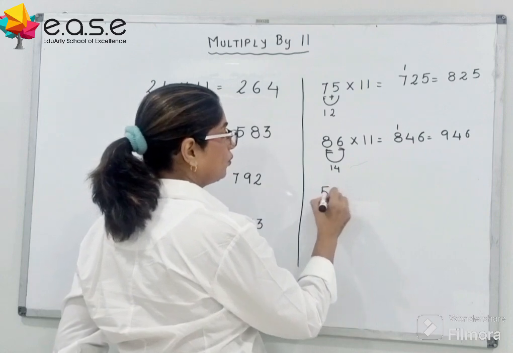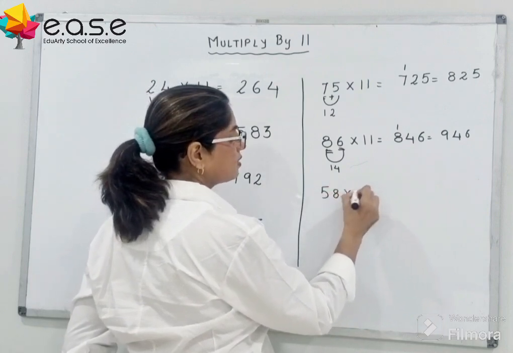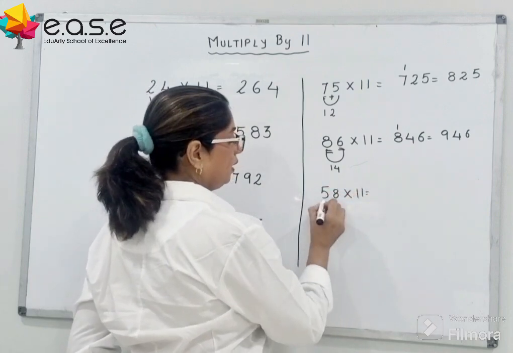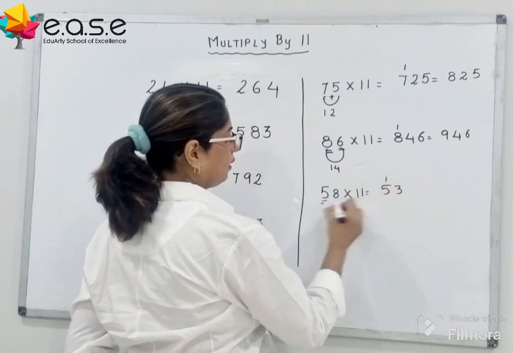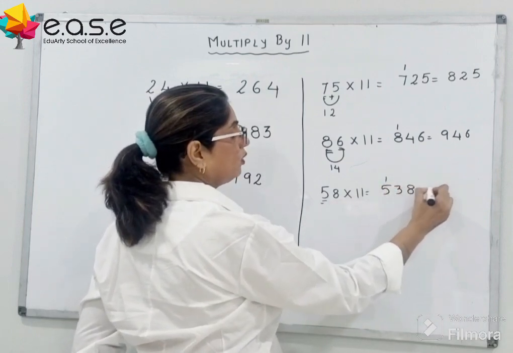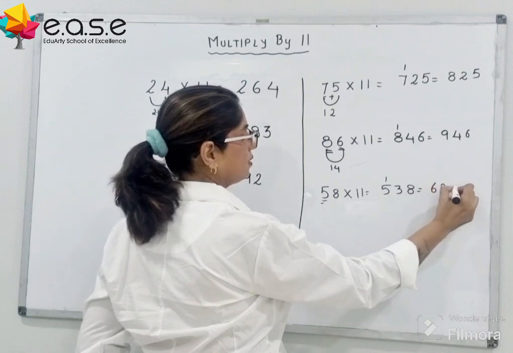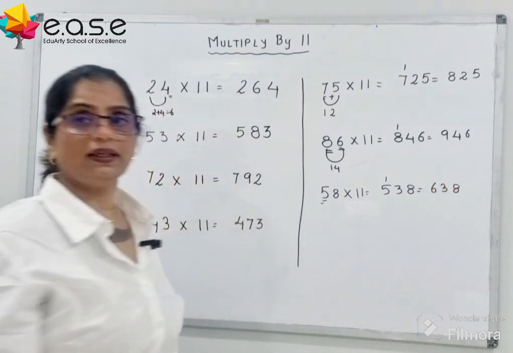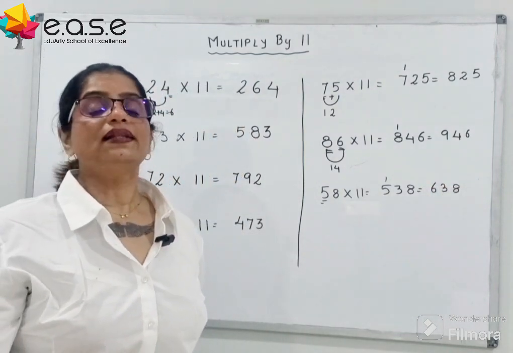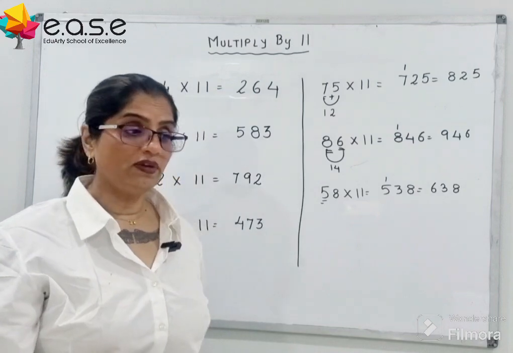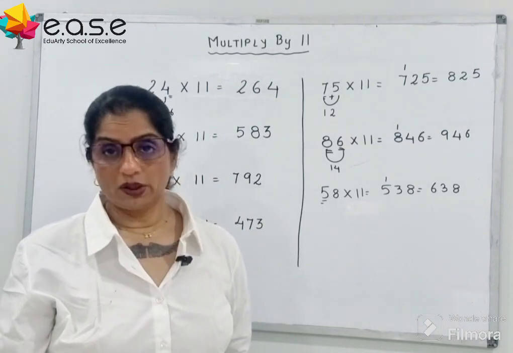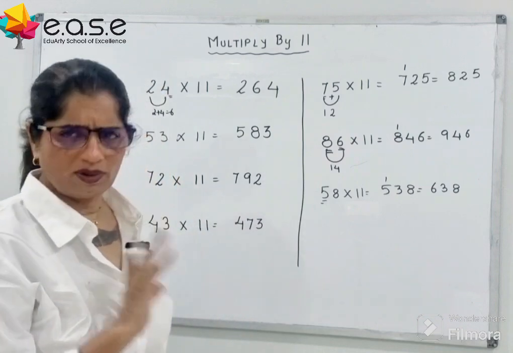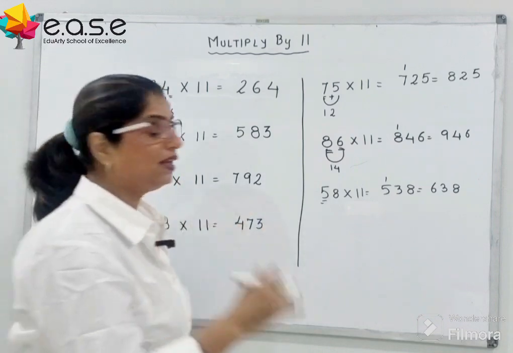Let's say how to do 58 times 11. What would that be? It would be 5. 5 plus 8 would be 13. And 8, that would give you 638. Correct? Extremely simple. There is a logic behind it. When we do the entire course, we tell you the logic behind how we are doing this. As of now, just have fun with numbers, feel it.